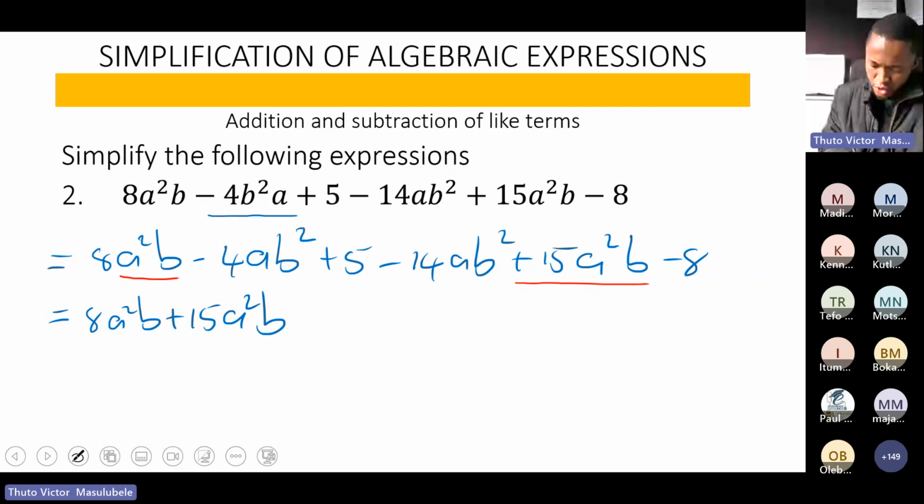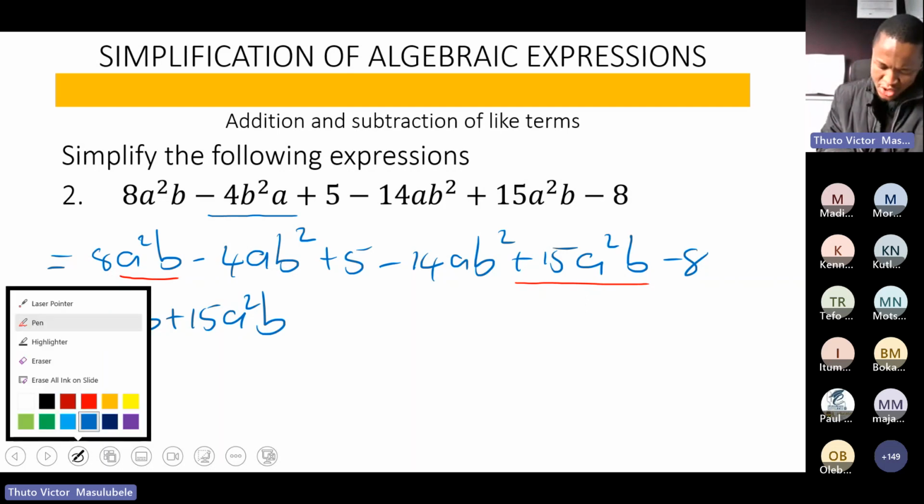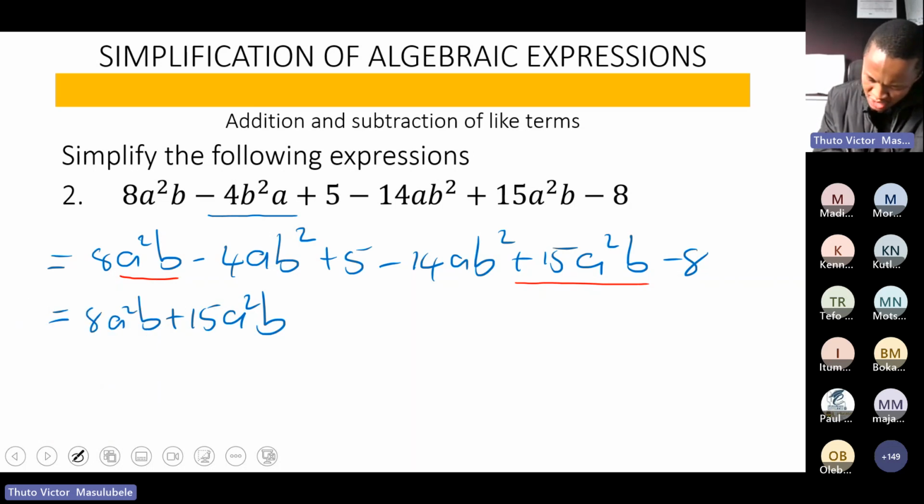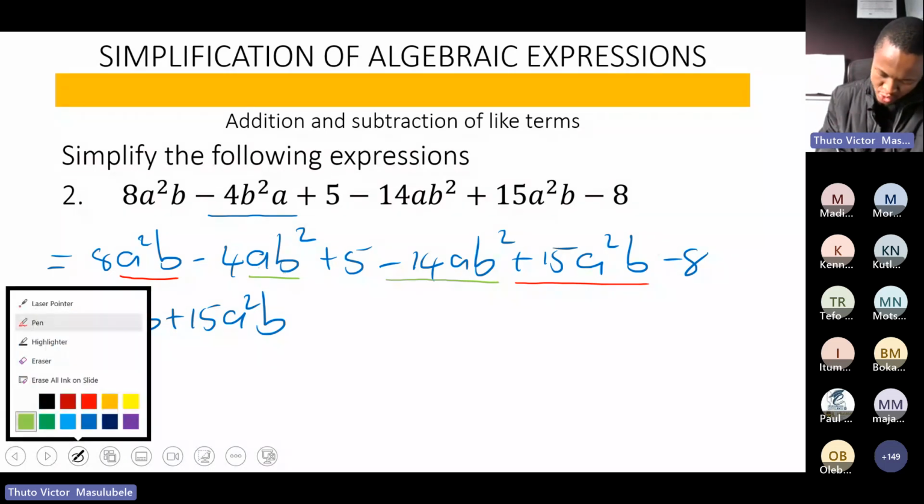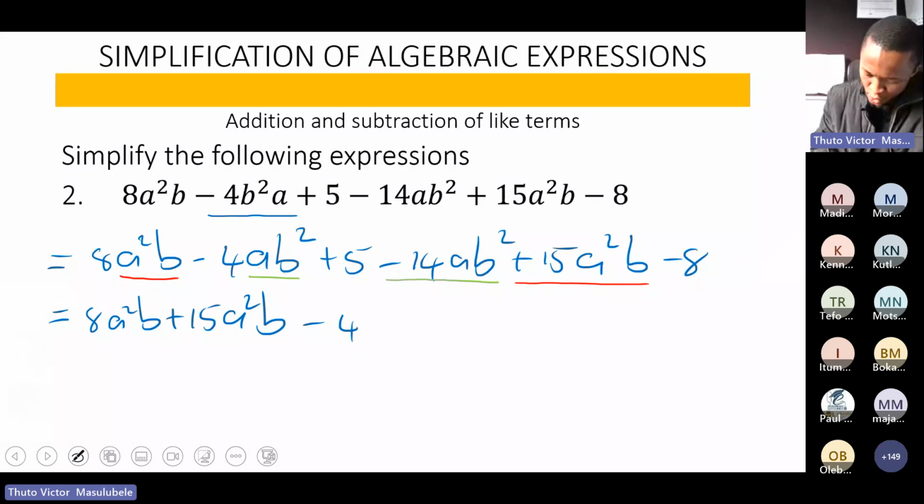So what I've done, I've grouped those like terms together. But are they the only like terms? No, they are not. And I'm sure some of you can quickly realize that we do have another term that has ab squared. And what's that other term? That will be negative 14ab squared. Same variables with the same exponents. Very important. So we quickly group those like terms together as well. So negative 4ab squared minus 14ab squared.